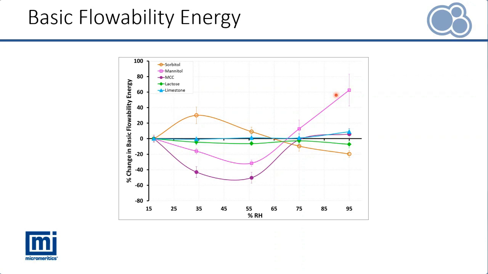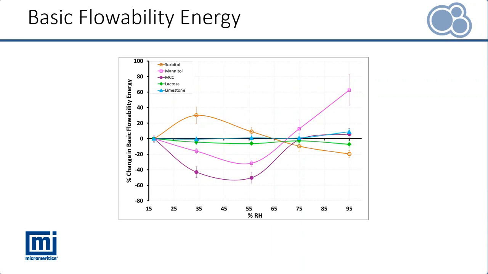The MCC, which was relatively stable when we were looking at density measurements, actually shows the largest change in the basic flow energy. It goes up to about a 50% decrease in the basic flow energy. And if we look at the lactose and the limestone, they appear to be relatively stable, so there is not a large deviation in their flow energy as a function of humidity.